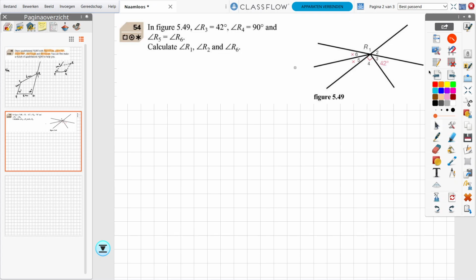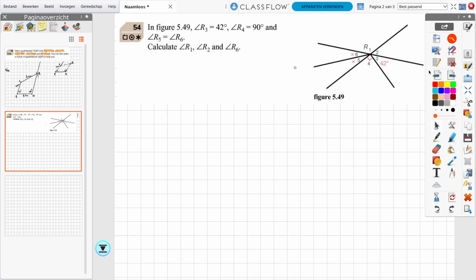Welcome everyone, we're going to take a look at exercise 54 where we're going to calculate some angles. I'm going to try and give you some general tips on this exercise which can hopefully help you with the other exercises as well. And I want you to of course be wary that you notate everything correctly.